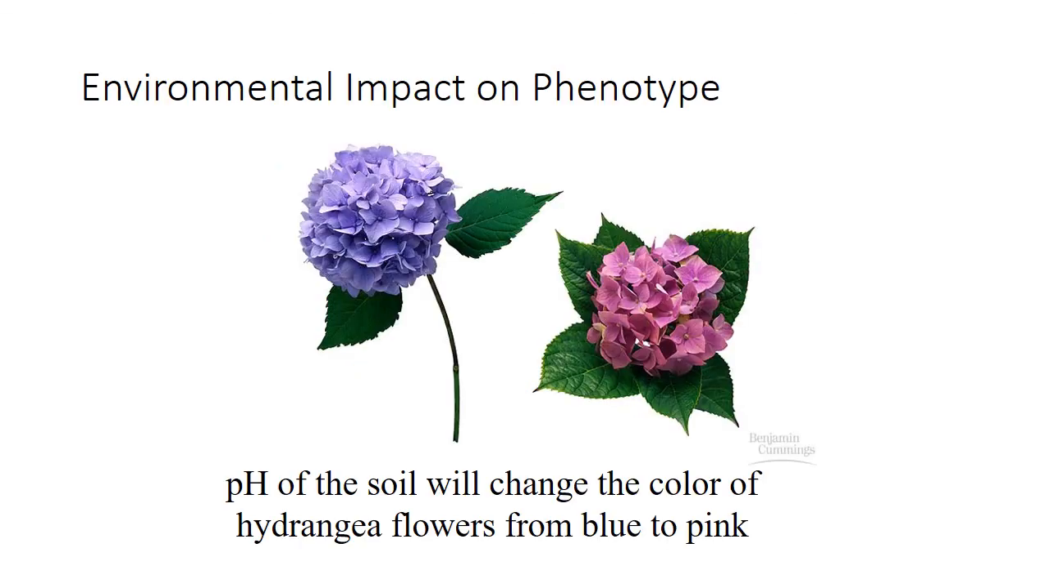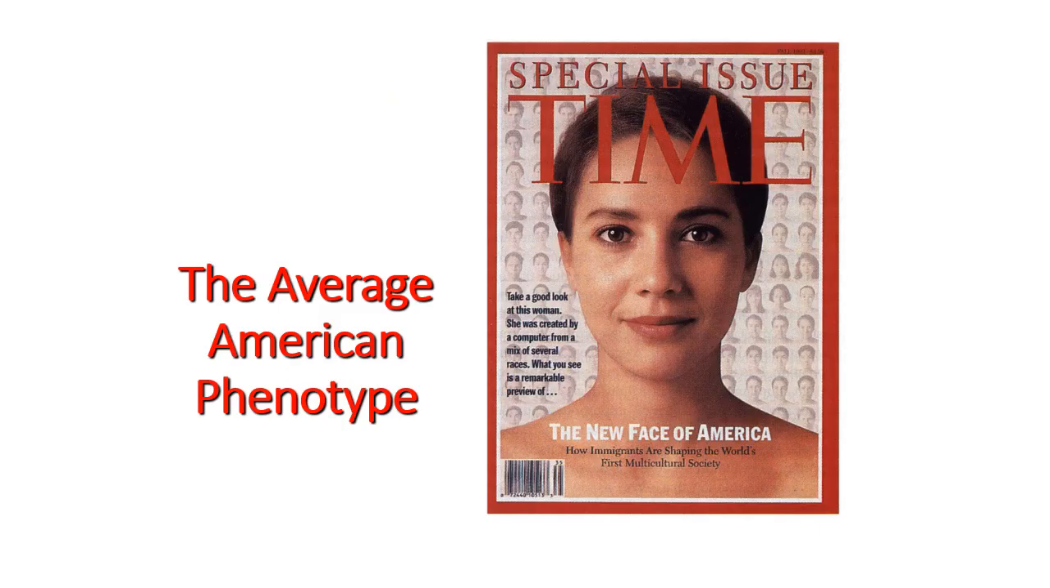Here's an example, hydrangeas, which is this lovely flower right here. In normal pH, so a basic pH of 7 soil, they get this blue color, where if they are in soil of high pH, it can change the color to pink. Right here, this is the average phenotype of America. What they did was create this woman through a computer mixing several bases from different races, male and female, and this is what the average phenotype of America currently looks like. This was back in a Time issue a few years ago.